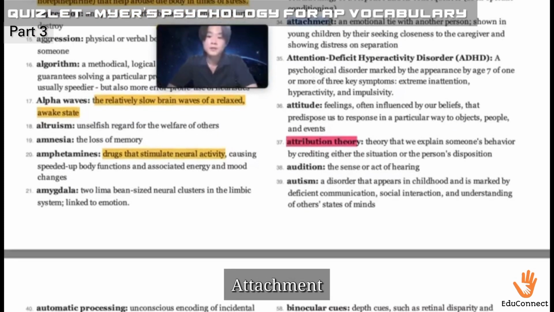Let's look at attachment. Attachment is an emotional tie with another person shown in young children by their seeking closeness to the caregiver and showing distress on separation. So attachment is when young kids attach to their parents or guardians, right? I myself, as a child, used to have attachment to my parents. Whenever they were going to work, I didn't want them to leave. So I would cry and cry until they would finally give up and not go to work.